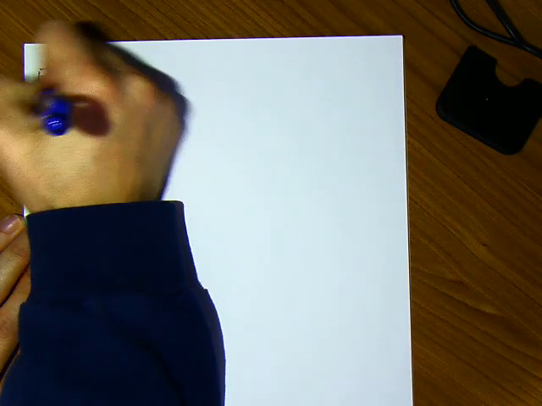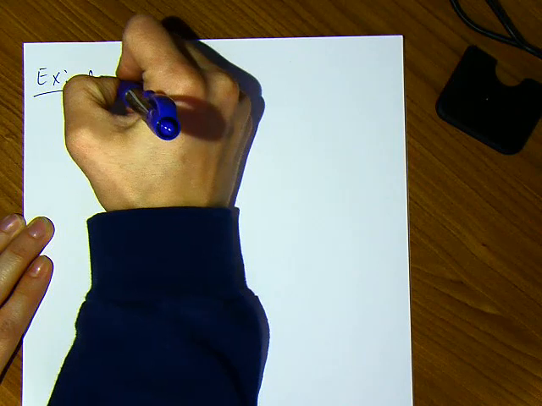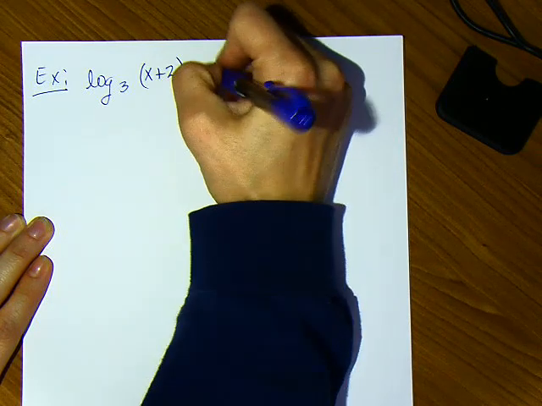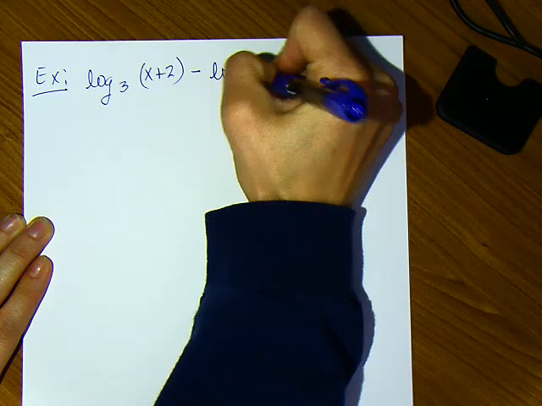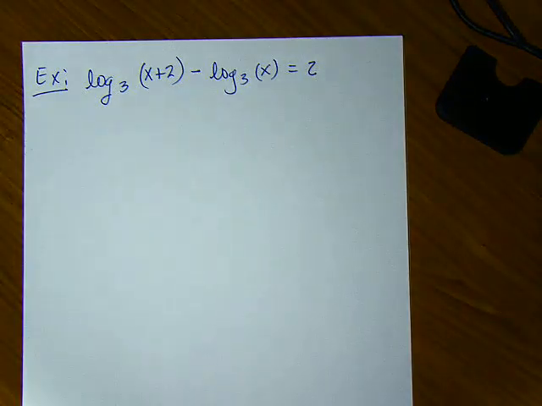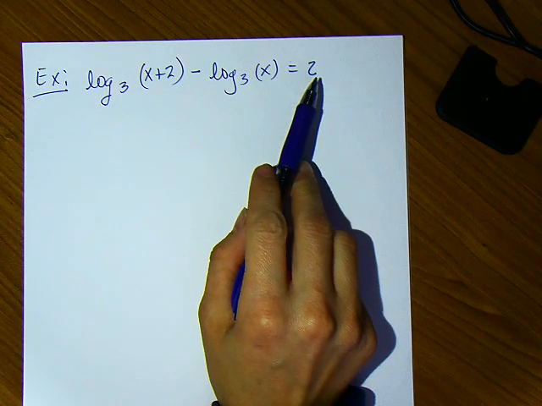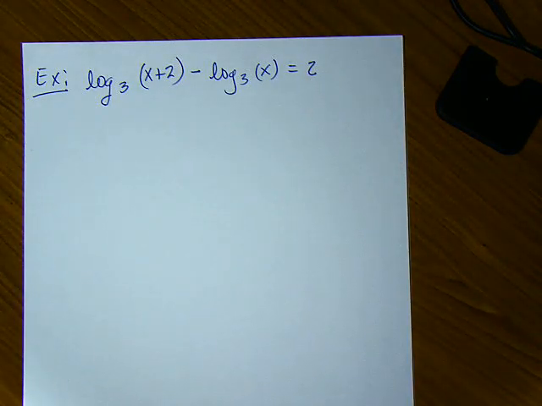Sometimes you'll have a random number floating outside. So something like log base 3 of x plus 2 minus log base 3 of x is equal to 2. Notice that in this example, I have a 2 that's outside of the logarithm. It's not attached to a logarithm in any way. So in this method, we can rewrite it as an exponential equation and solve it that way.